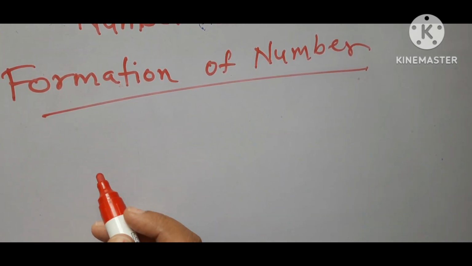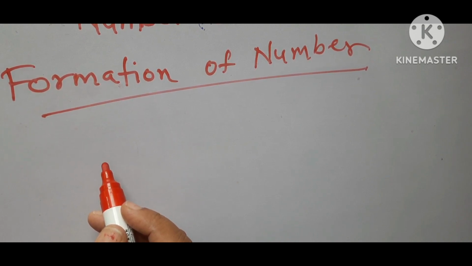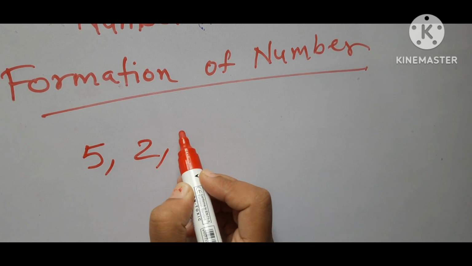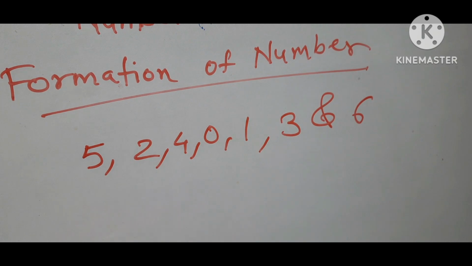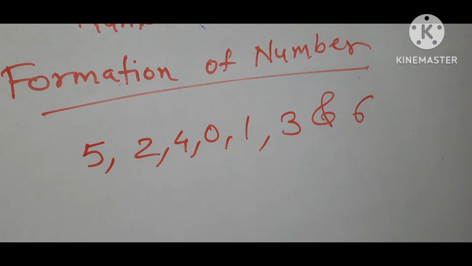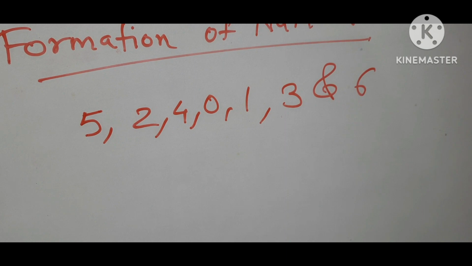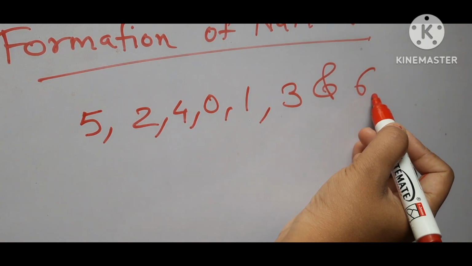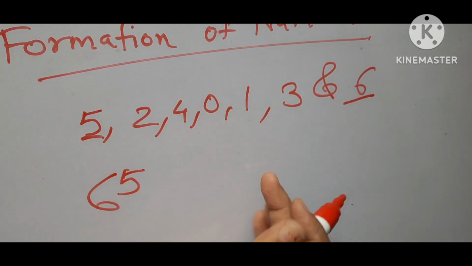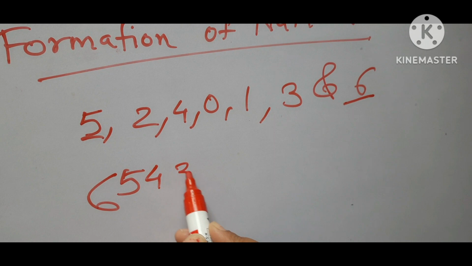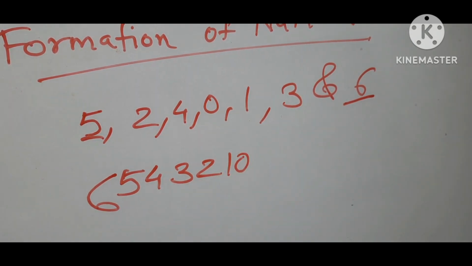Suppose they have given us the numbers 5, 2, 4, 0, 1, 3 and 6, and they have asked us to create the greatest number out of this, without repetition. As we have to create the greatest number, you all know 6 is the biggest number, so 6 will go first, then will come 5, then 4, 3, 2, 1, 0. It will be the greatest number.